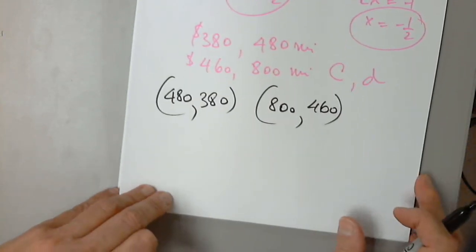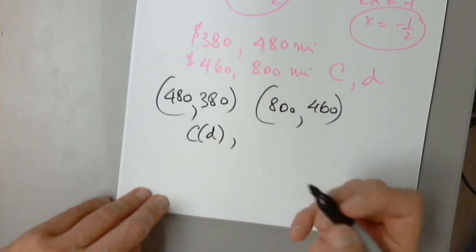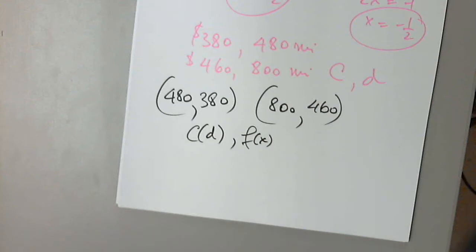Very good. In order to find C of D, you don't have to call it like that. You can call it f of x. It doesn't matter to me. What do we have to find first? We are told that the relationship is linear.